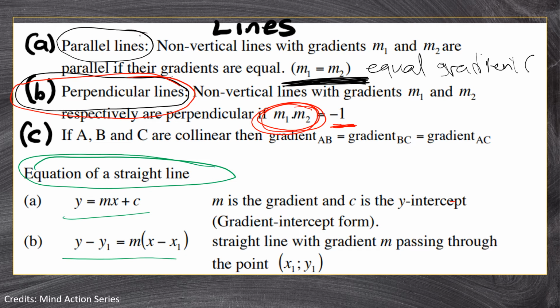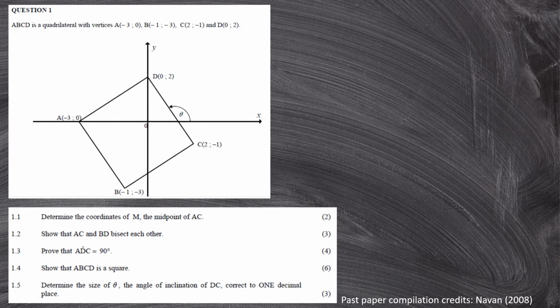It can also be represented as y minus y1, where y1 is the y value of any point on your line, is equal to m into x minus x1, where x1 is the x value of that point on your line. Okay. Let's now quickly look at this past paper as an example of how we can incorporate all this knowledge in solving this problem.